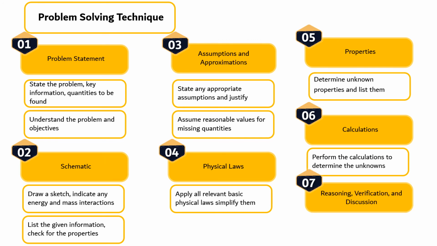Step 7. Reasoning, verification, and discussion. Check to make sure that the results obtained are reasonable and intuitive, and verify the validity of questionable assumptions. Repeat the calculations that resulted in unreasonable values. Also, point out the significance of the results and discuss their implications.